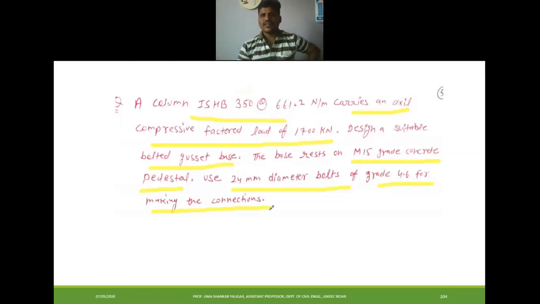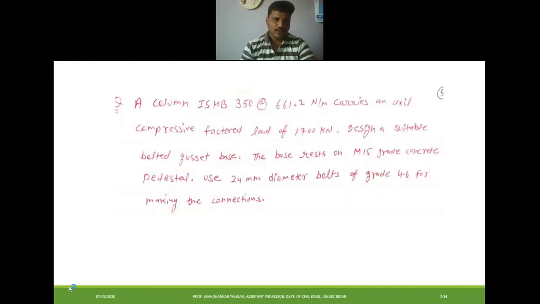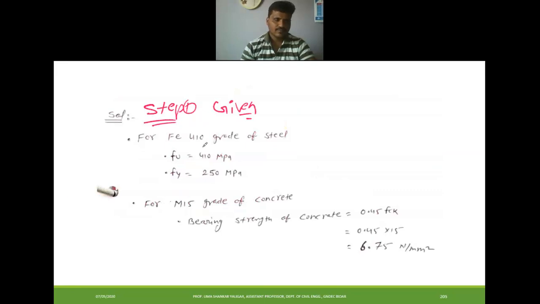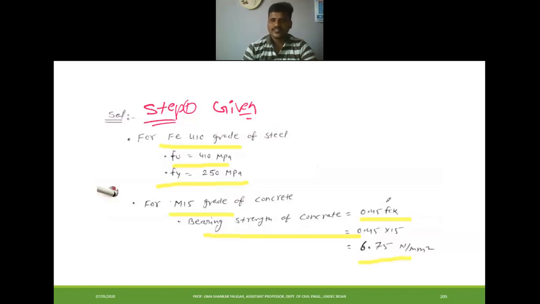Here in the question again you have to design the bolted connection, and most importantly you have to design the gusseted base. Initially we'll note down all the given things. He has given Fe 410 grade steel, so Fu is 410 MPa, Fy 250 MPa, and he has given M15 grade of concrete. Therefore, the bearing strength of concrete is equal to 0.45 fck. If you substitute, you will get this as 6.75 Newton per mm square.